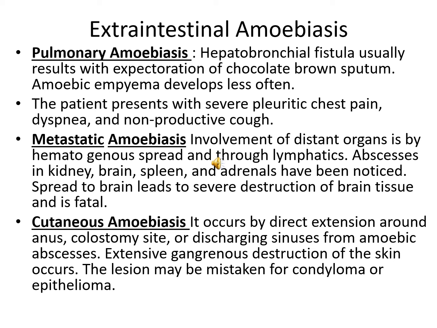Next is infection in organs like the brain, kidney, and spleen. The parasites from the intestine disseminate through blood or lymph, reach the organ, and cause infection. Infection in the brain leads to destruction of the brain tissues and it is fatal.